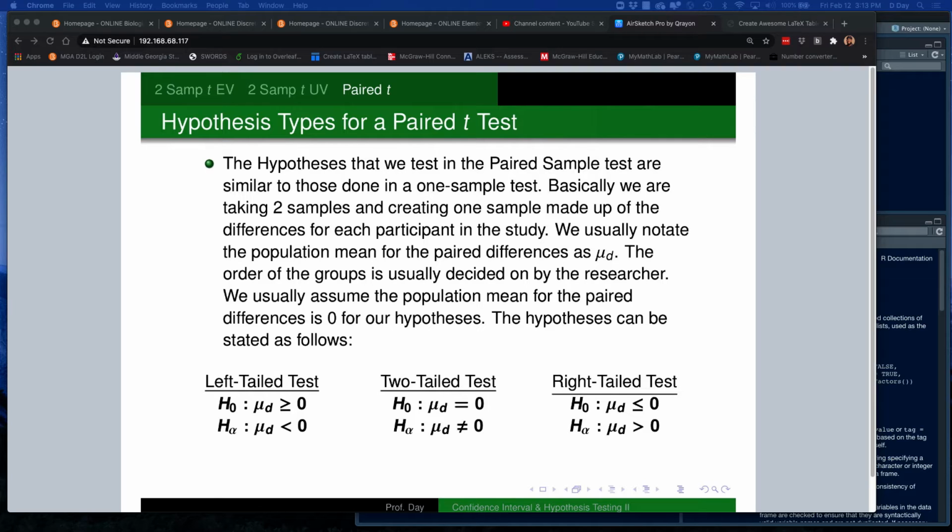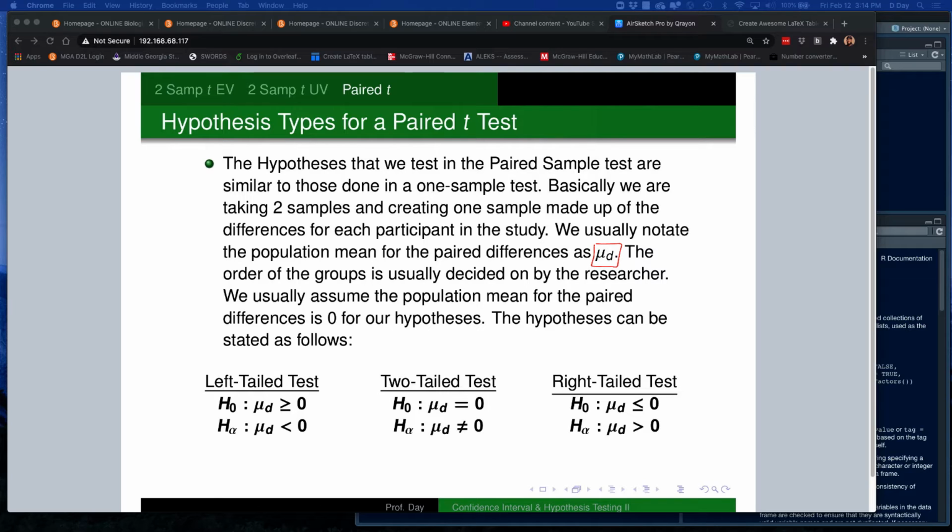The notation here is very similar to what we did with a one sample hypothesis test. Basically, we're taking two samples and we're creating one sample made up of the differences, as we noted before, for each participant in the study. We usually note the population mean for the paired difference as mu sub d. All right. The order of the groups is usually decided on by the researcher. So the order you subtract these in is up to you, because it's going to tell you a lot about the differences or not.